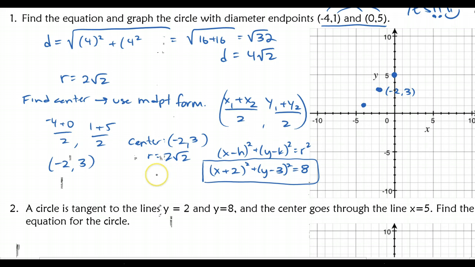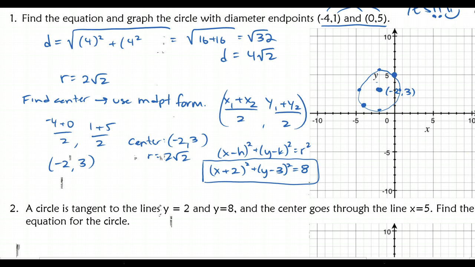So 2 root 2 is between the number 2 and 3. It's closer to 3. So I'm just going to kind of estimate and go 1, 2, a little bit past 2.5 and put my dot here. I'm going to go left of the center, put my point here, down here, and to the right about there. So it's a rough looking circle, but I guess it'll do.